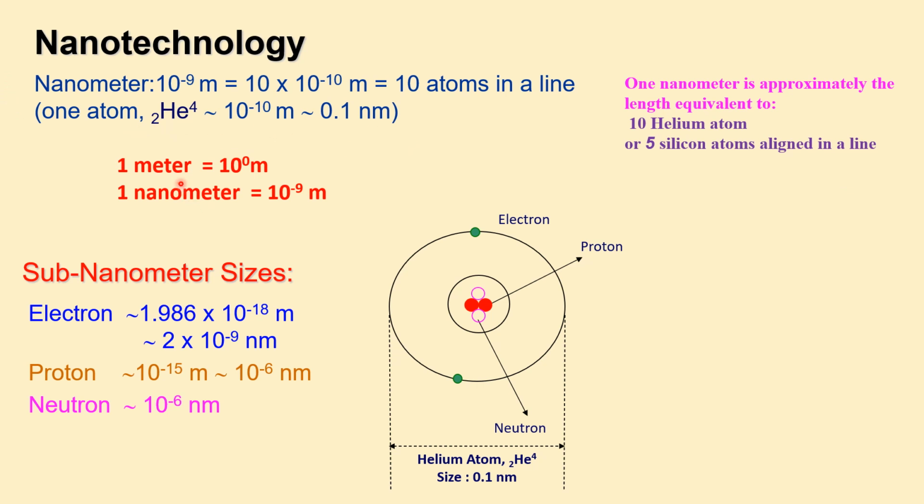One meter is 10 to the power 0 meter, and 1 nanometer is 10 to the power minus 9 meter. So 1 nanometer is equivalent to 10 atoms of helium or 5 atoms of silicon aligned in a line. The size of an electron is around 2 times 10 to the power minus 9 nanometer, and a proton and neutron are 10 to the power minus 6 nanometer.